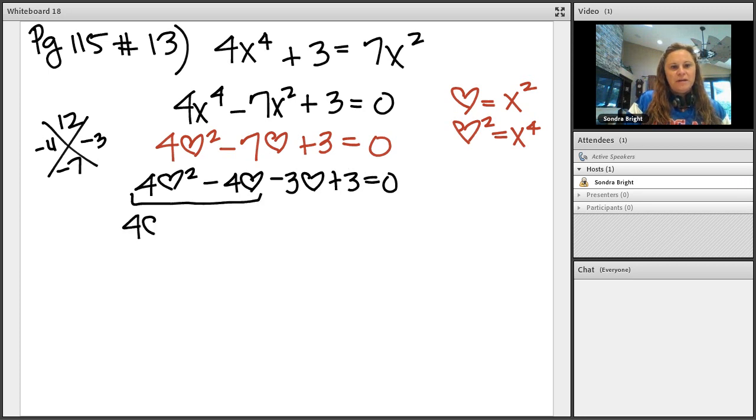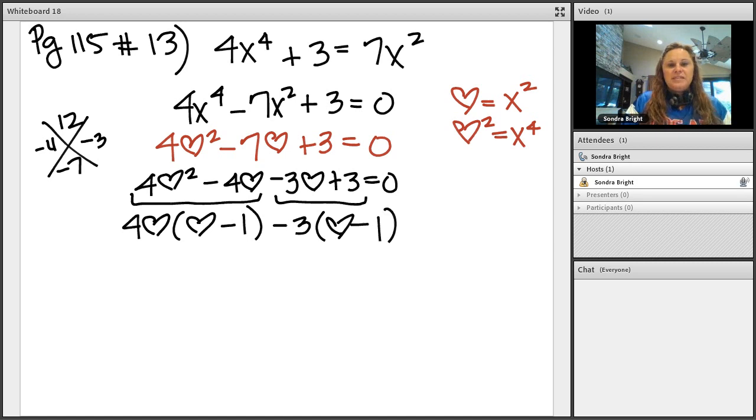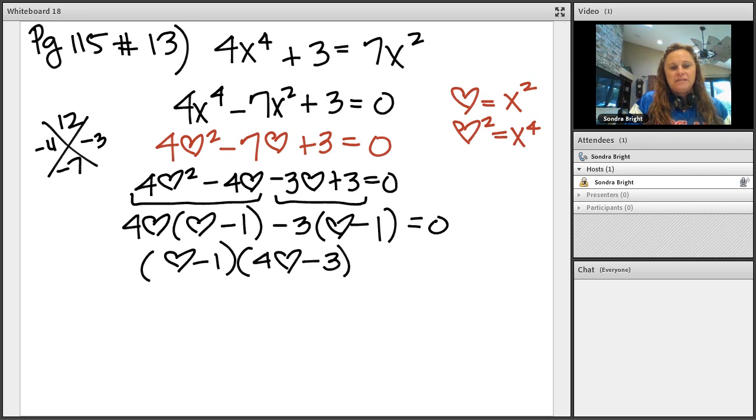There's a 4 heart in common there, which would leave you with a heart minus 1. And then the second two, what do they have in common? A -3. When you factor that out, you've got -3 times heart minus 1. Your parentheses match, and so that's one of your factors. So one of your factors is heart minus 1, and then the other one is 4 heart minus 3.